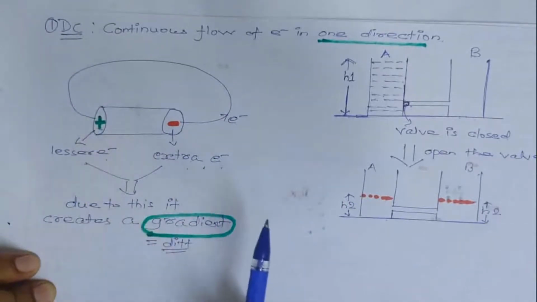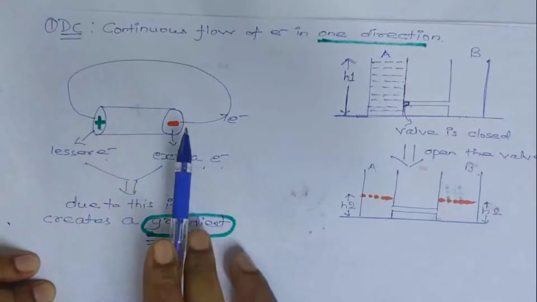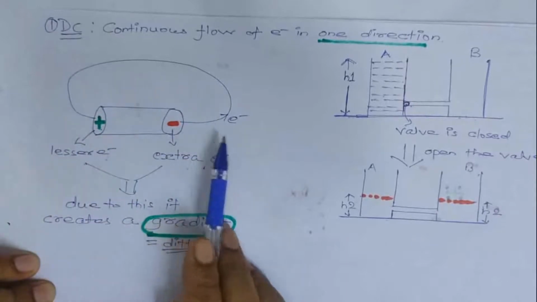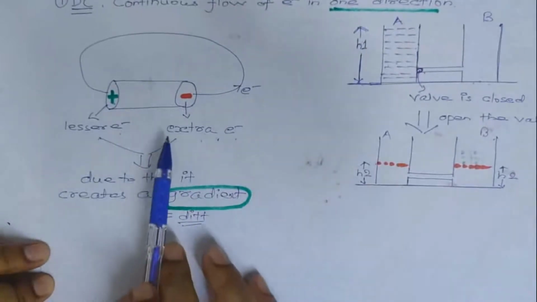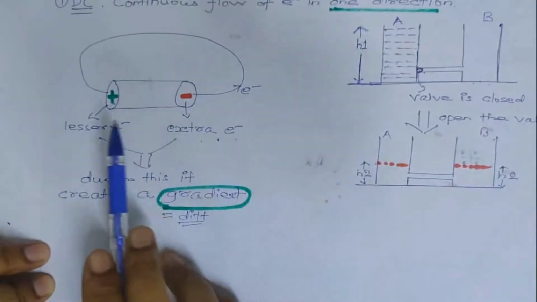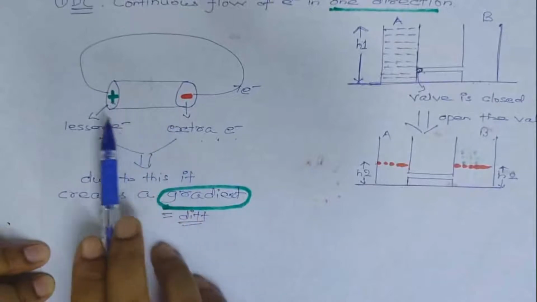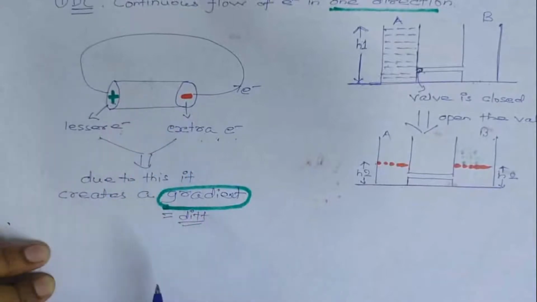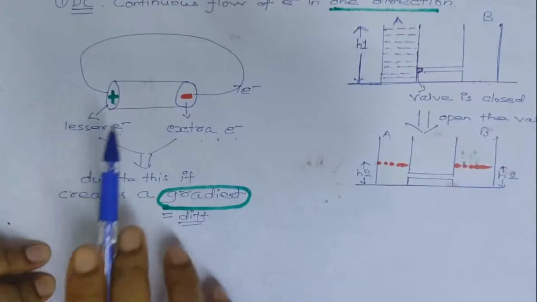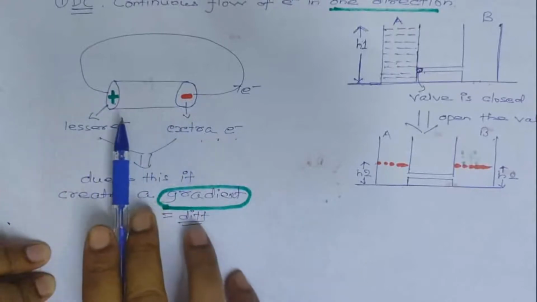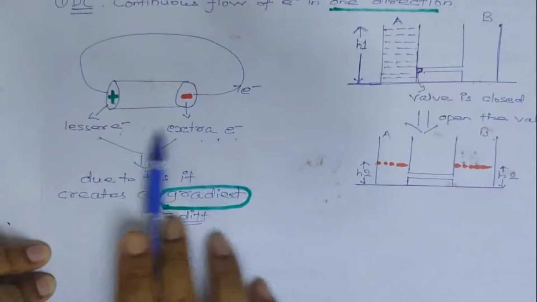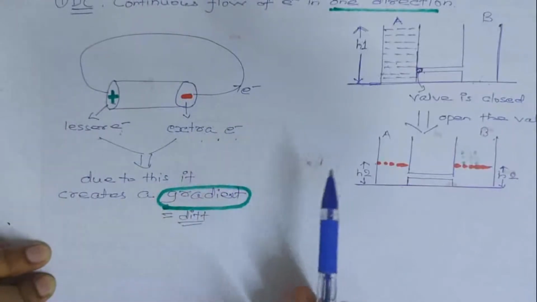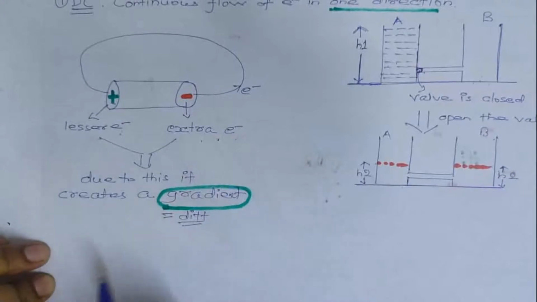But the question is, up to what time will it keep on flowing? The answer is till the level gets equal, or till the number of electrons on both the terminals gets equal, or in other words, till there is no gradient. Okay, so you can think in this way.